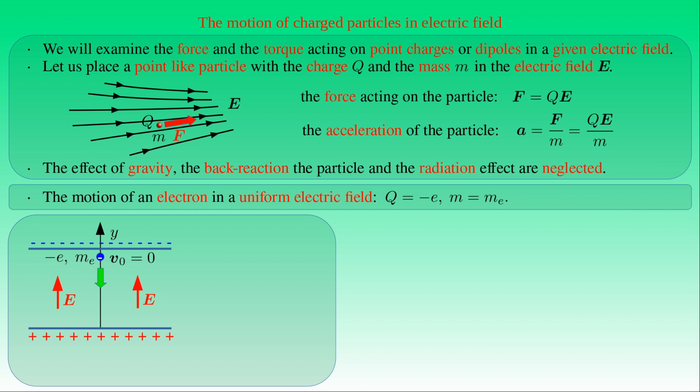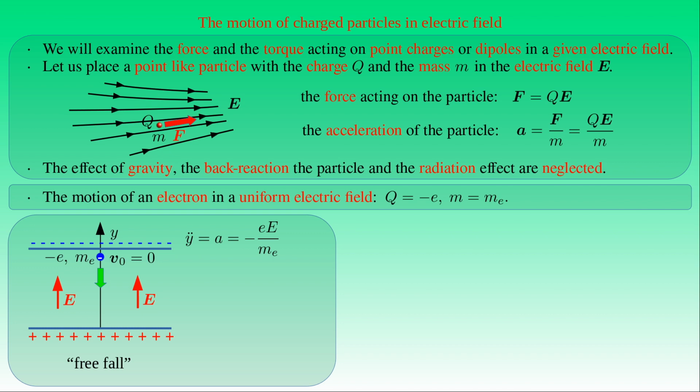Then we can compare the motion of the electron to the free fall of a body under the influence of gravity. The second-order time derivative of the y-coordinate, that is the acceleration a of the electron, is equal to minus the elementary charge small e times the magnitude capital E of the electric field over the mass me of the electron. Here the minus sign indicates that the acceleration points downward.